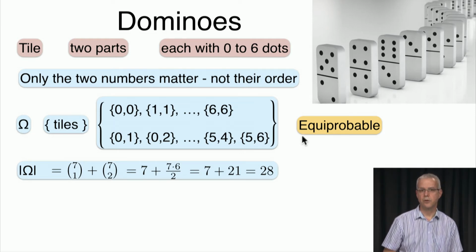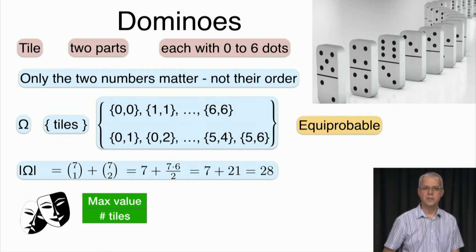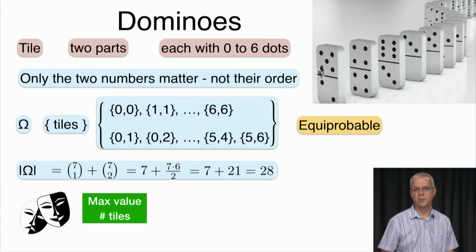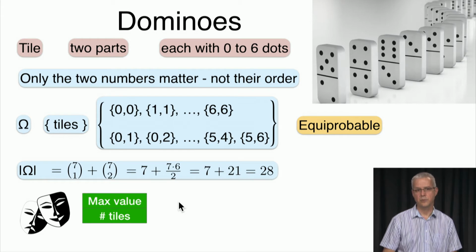Now, there's also a different way of getting to this number of tiles, 28, so we're going to see it. This is just a different way of looking at things. We can consider the maximum value on a tile. For example, here the maximum value is 5. Here the maximum value is 4. Here the maximum value is 6. And count how many different tiles there are with any given maximum value.